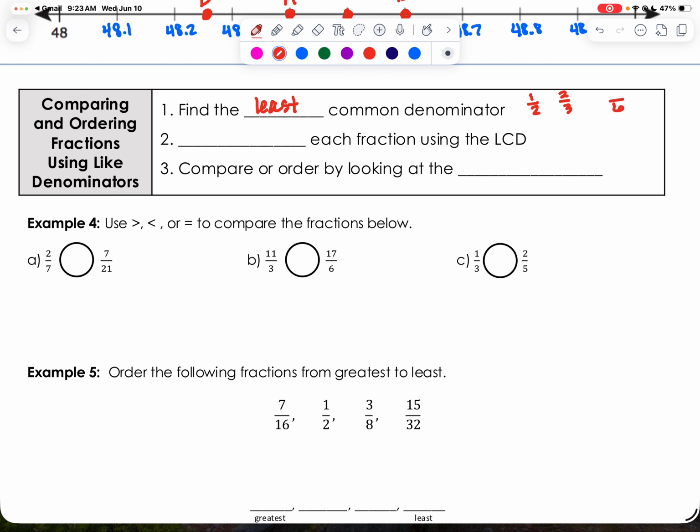All right. After you find the least common denominator, you're going to rename each fraction using the LCD. And then you can compare or order the fractions by looking at the numerators. So these steps will make a lot more sense once you see it in action.